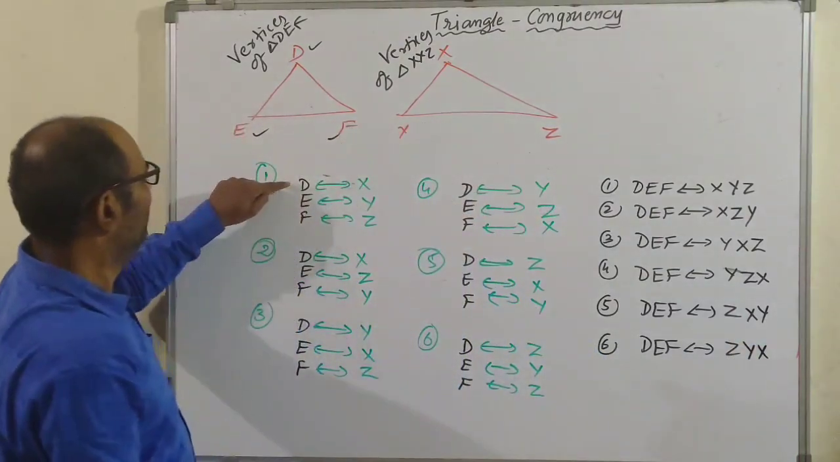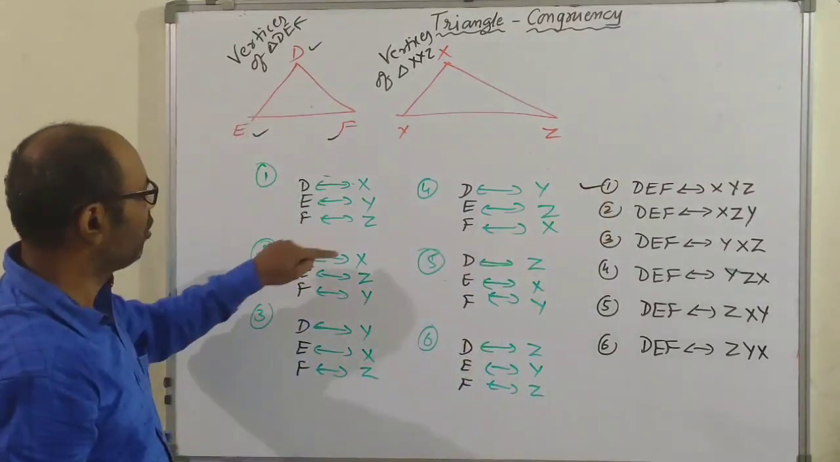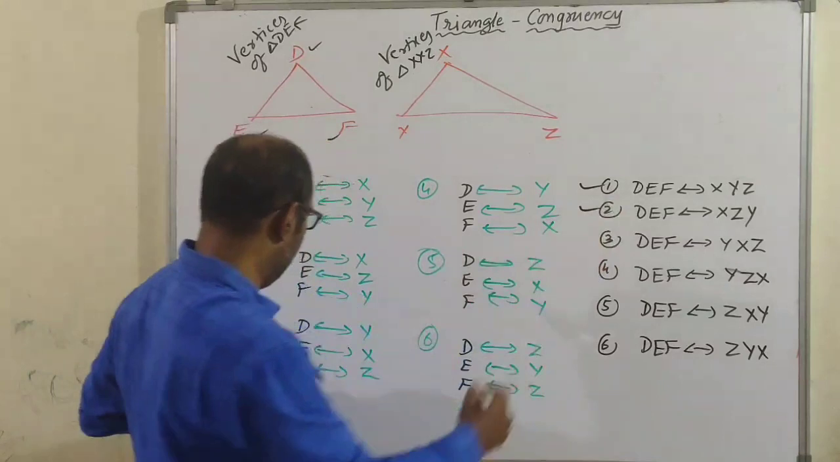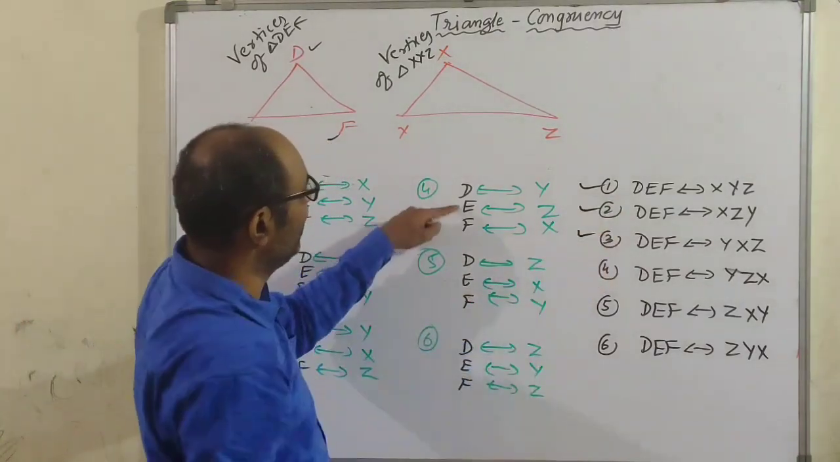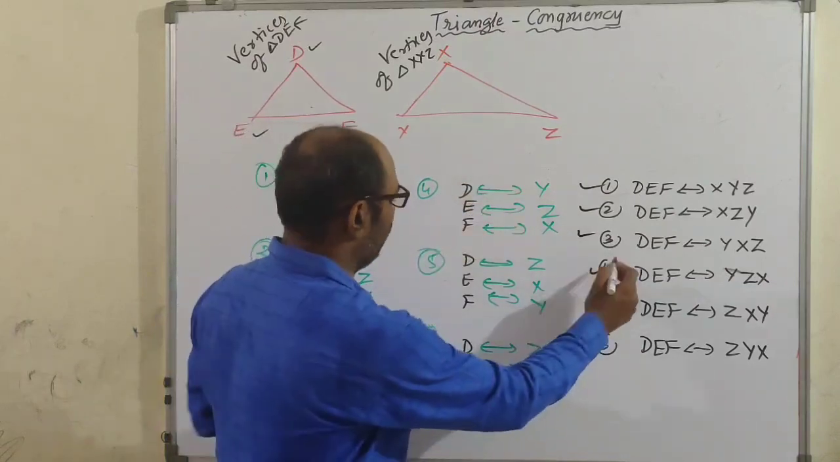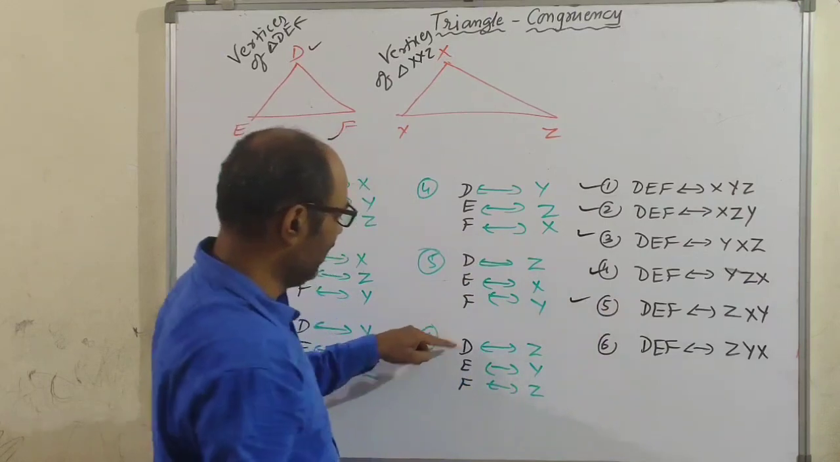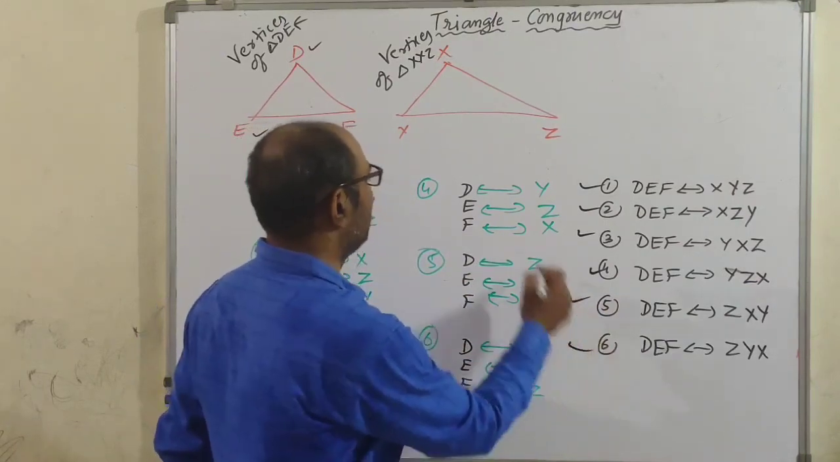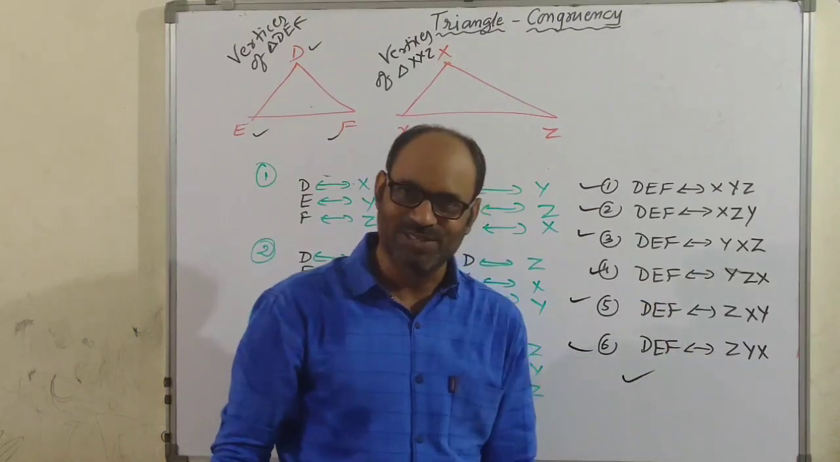So same, DEF corresponds to xyz, that is first. DEF corresponds to xzy, that is second. DEF corresponds to yxz, that is third. DEF corresponds to yzx, that is fourth. DEF corresponds to zxy, that is fifth. And DEF corresponds to zyx, so either you may write in this way or this way. Yeah, this is easier, so you can choose that.